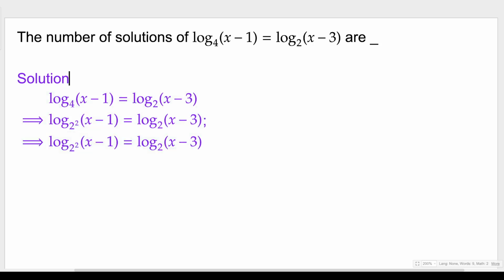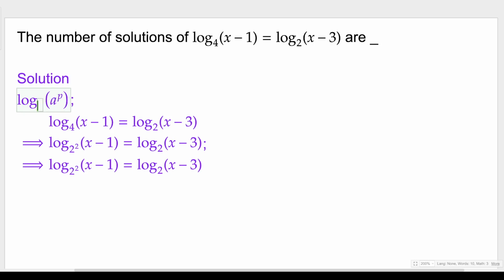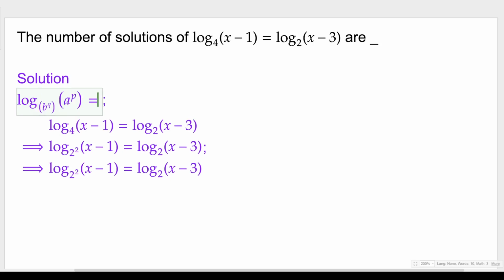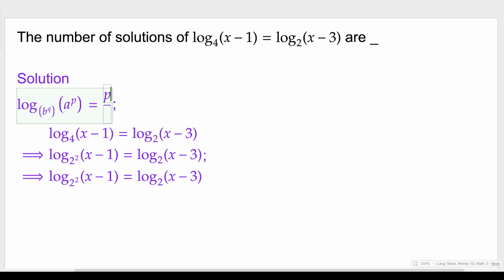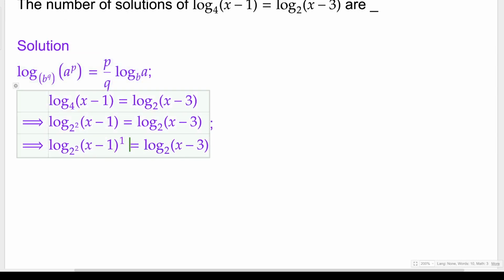Now we know this property of log: if I have log of an argument with a power p, and in the base we have, let's say, b to the power q, then the power in the argument, p, can be written in the numerator, and the power mentioned in the base, b to the power q, can be written in the denominator, with the remaining terms as they are. So log of a, base b. I'll be using this particular property on this part. In the argument we have power 1, which is implicitly visible.